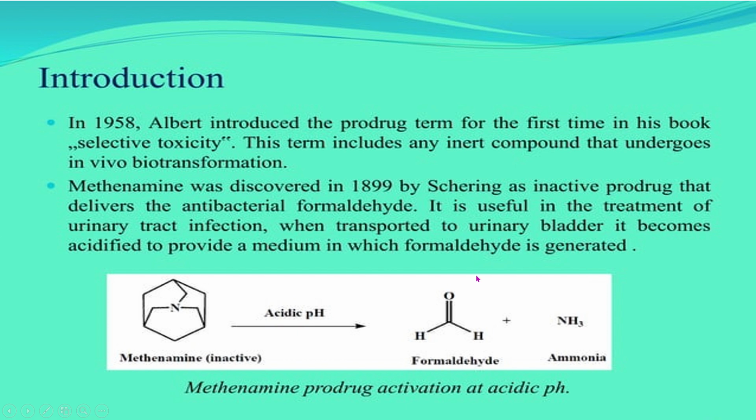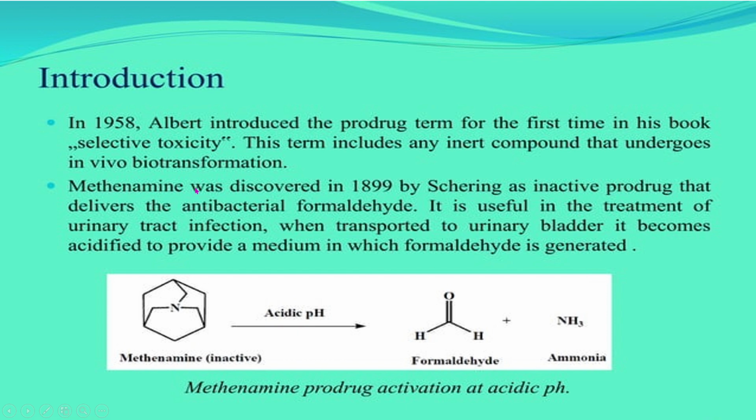So who first introduced the prodrug concept? Albert, in 1958, introduced this concept for the first time, that is selective toxicity. This term includes any inert compound that undergoes in vivo biotransformation. Biotransformation is nothing but metabolic changes. An example of such a compound is in front of us, that is methenamine.